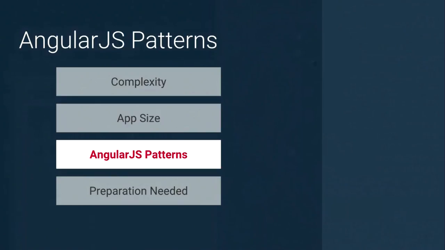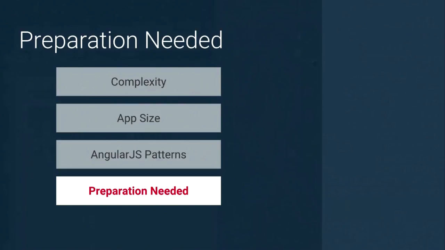Next, we look at AngularJS patterns. As I mentioned, we're looking for root scope and compile. These two both require manual changes in order to prepare for migrating to Angular. We also look for JavaScript, controllers, and we make sure that your app has unit tests. If it doesn't, then we simply recommend that you start using unit tests and provide documentation on how to get that step forward. And finally, the preparation needed.